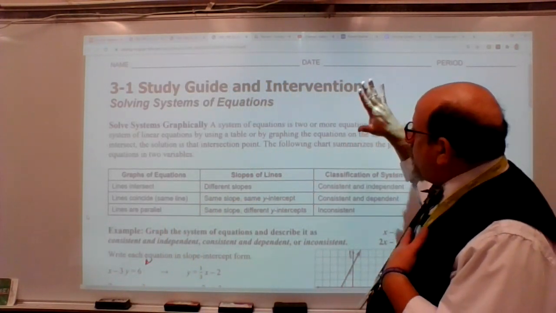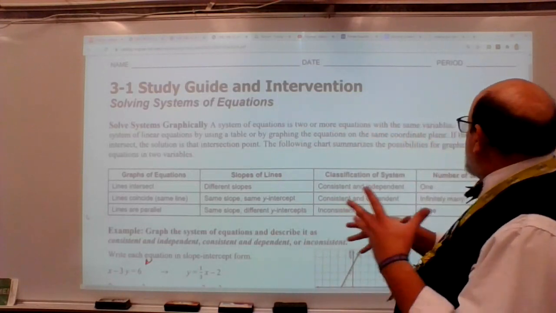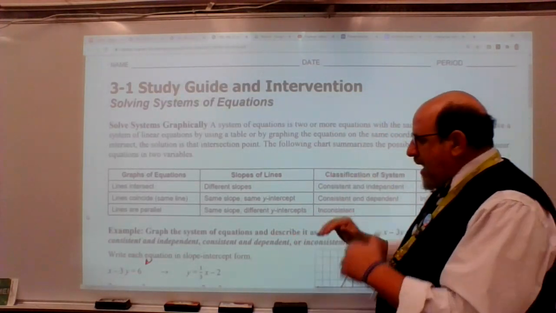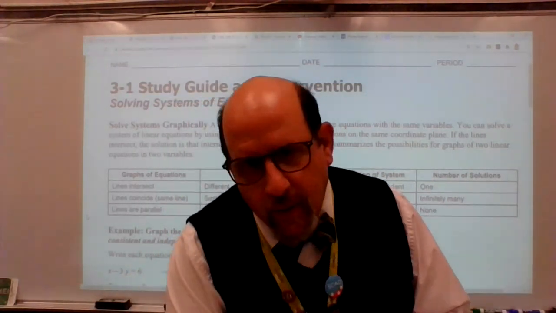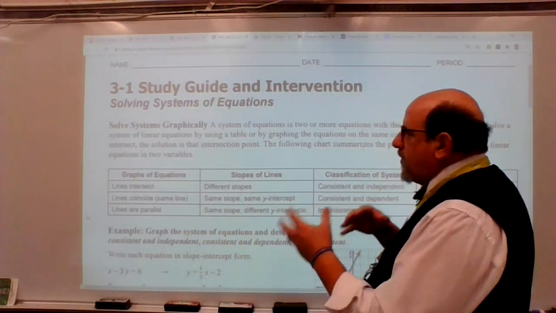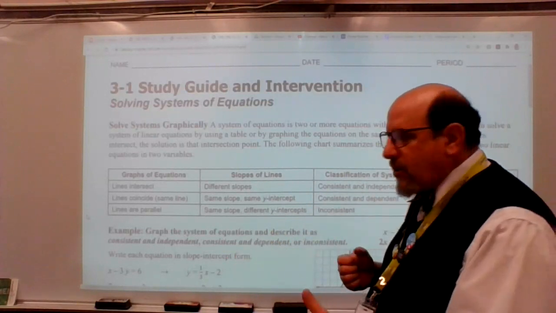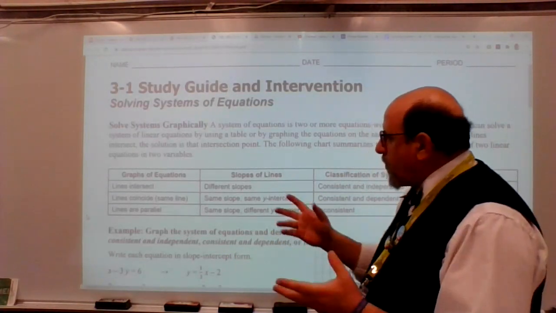A system of equations is two or more equations with the same variables, which means for our terms in this class, x and y. All right. And we like that because x is our input and y is our output, so we like to be able to graph like that.